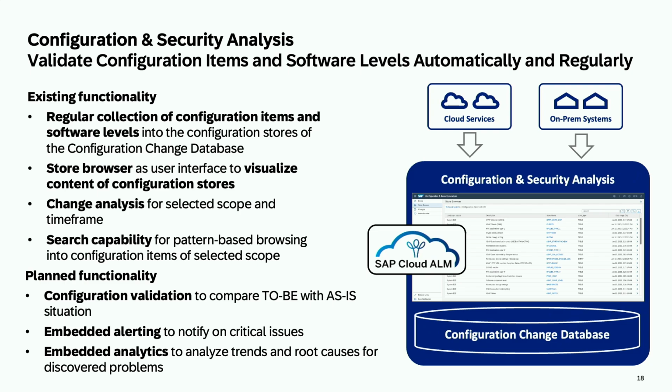Good. Then we have the configuration and security analysis. There was a strong wish, in particular from the German user group, to have visibility in the security of BTP services. We reacted to this with our capability configuration and change analysis. What we are doing here is at the end, we are collecting systematically configuration items. We store this in our configuration change database, and this allows you at the end to identify whether a certain configuration was changed.